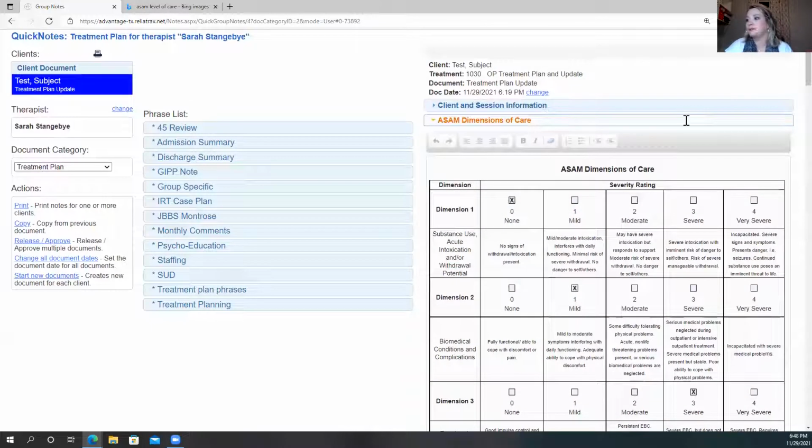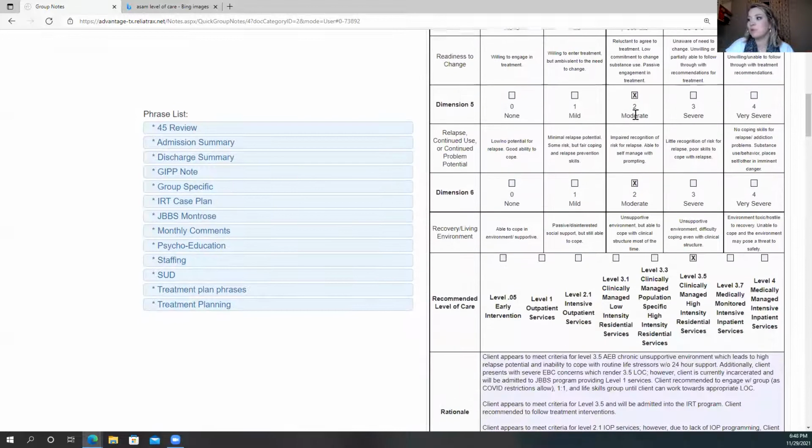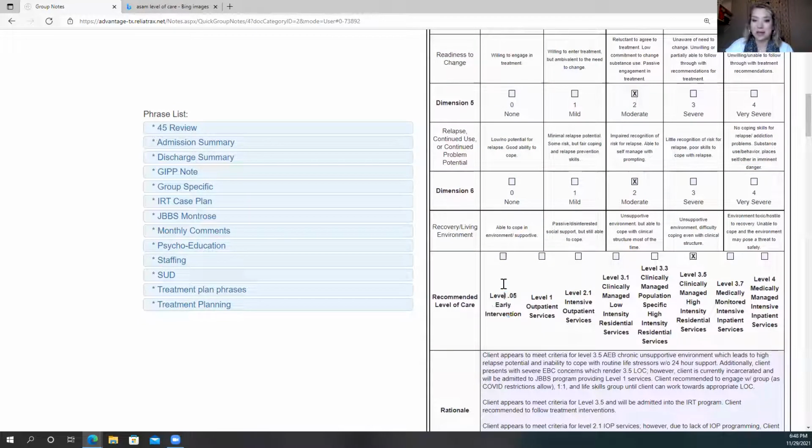All right, so another big thing is no client should be assessing out at early intervention. And if they are, you need to be talking to me because we need to know how they ended up in ATC. And are we the best treatment agency for them? If you have any questions on this, let me know.